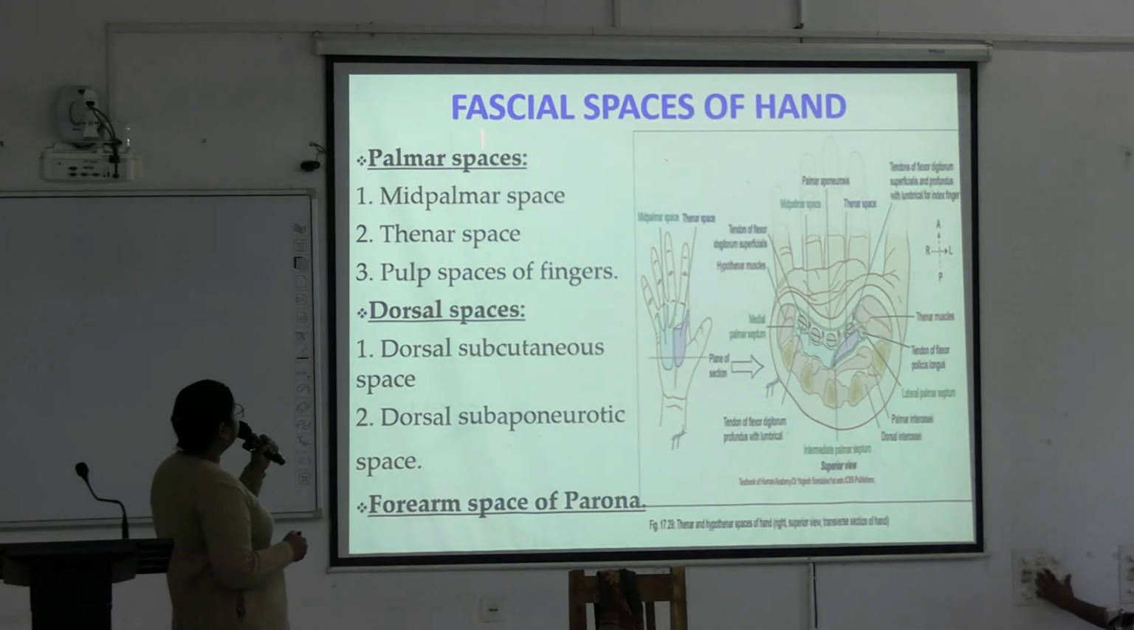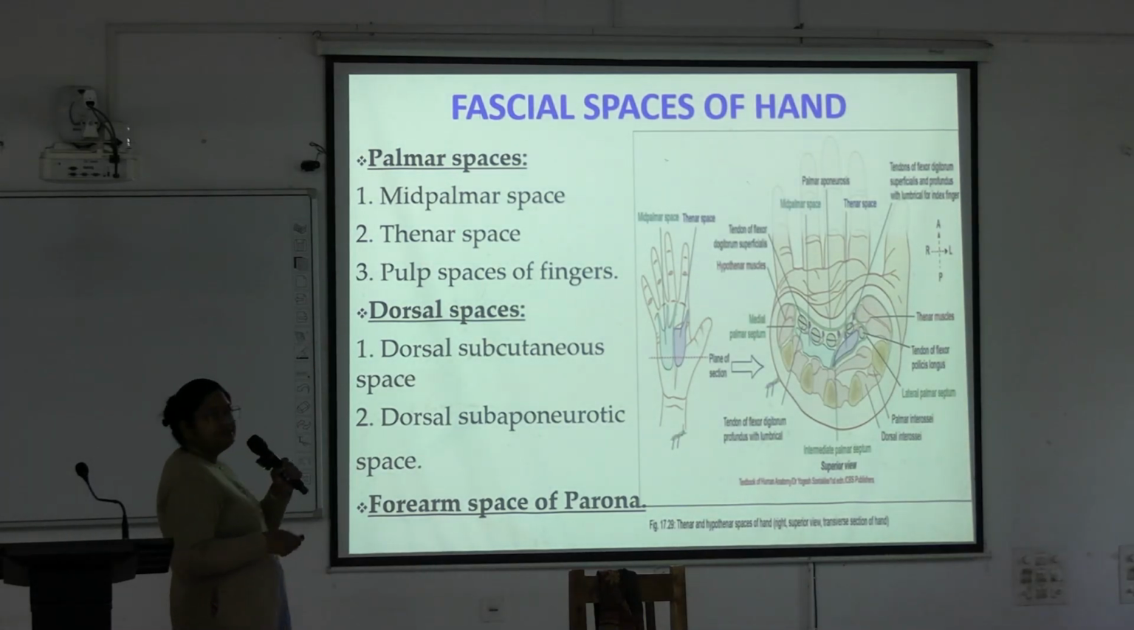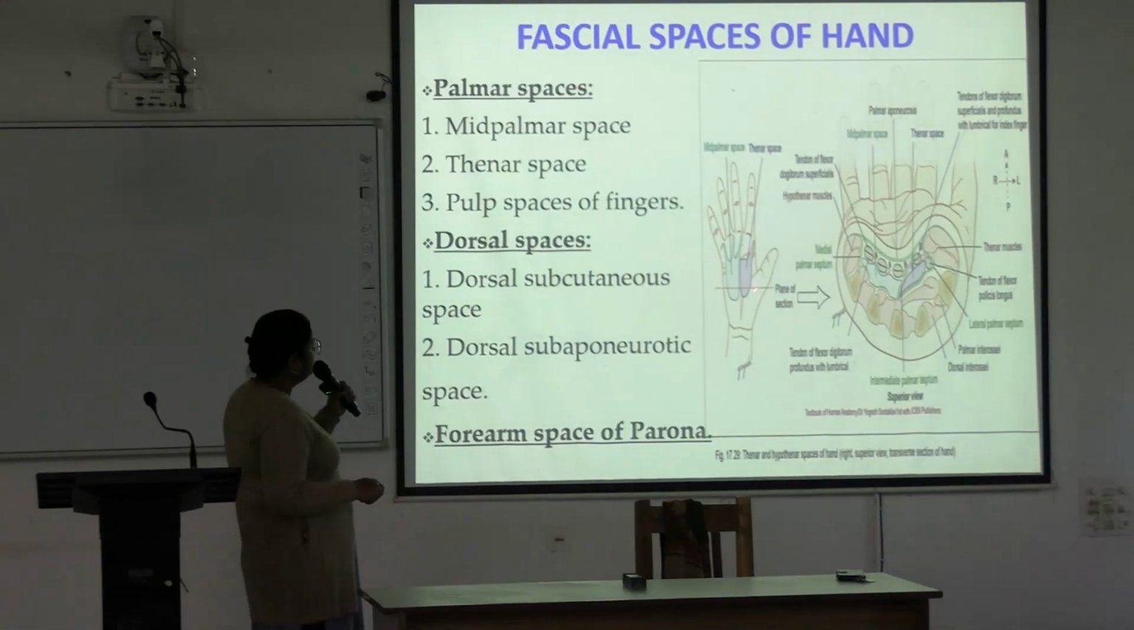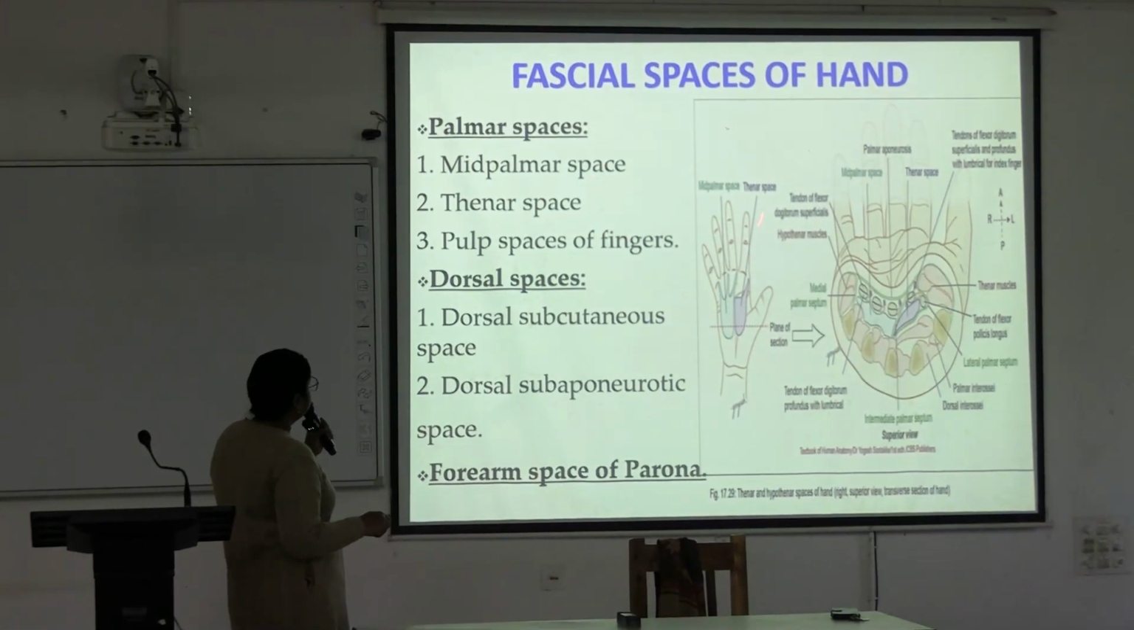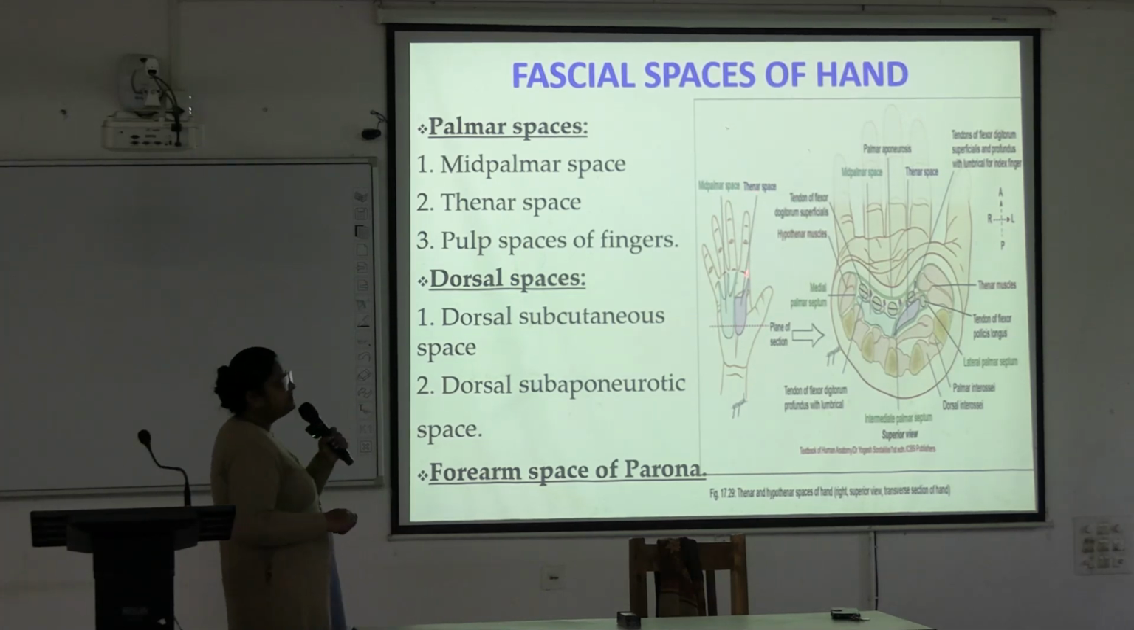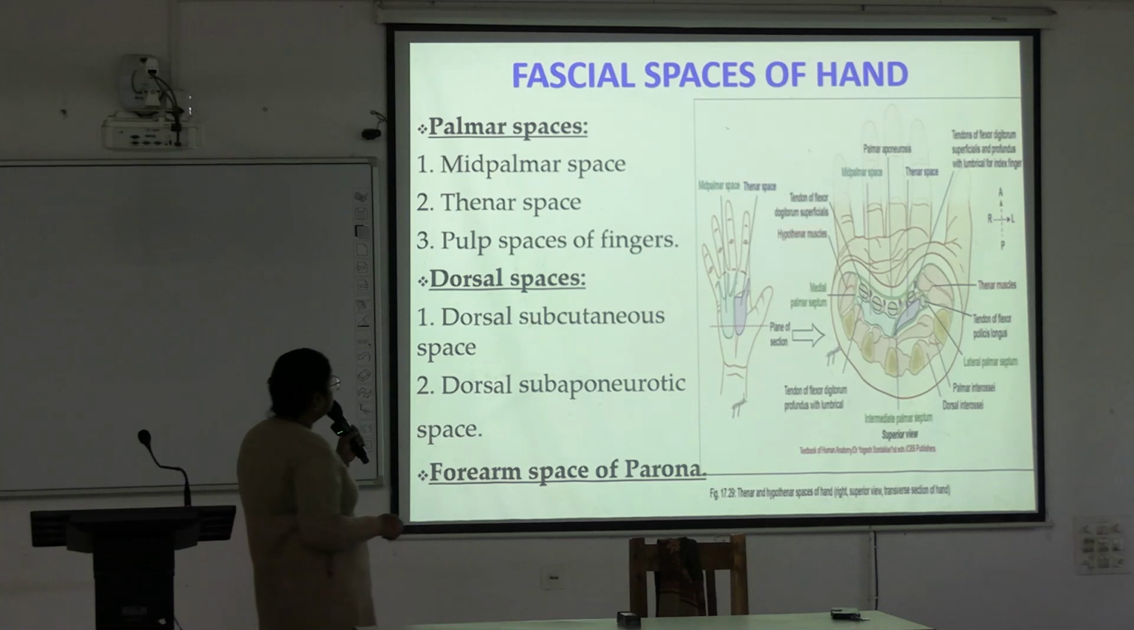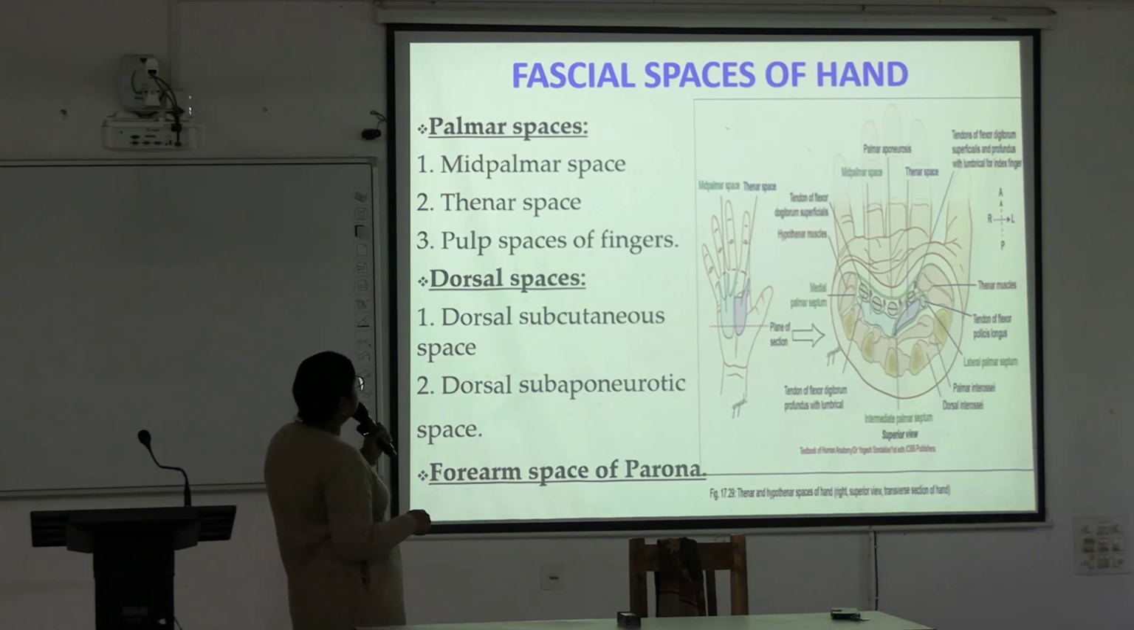These are the three Palmar spaces. Palmar spaces are mainly fascial spaces of the hand. Three main Palmar spaces are there: Midpalmar space and Thenar space. See, this is Midpalmar space, the green one. This is Thenar space, and over the fingers, the pulp of the fingers, there are Palmar spaces of the fingers. These are the three main fascial spaces of the palm.